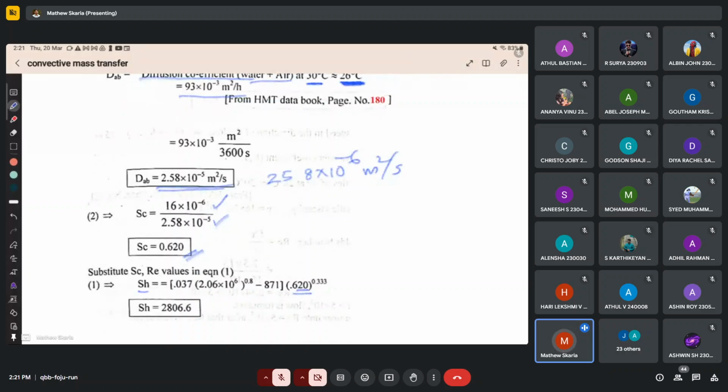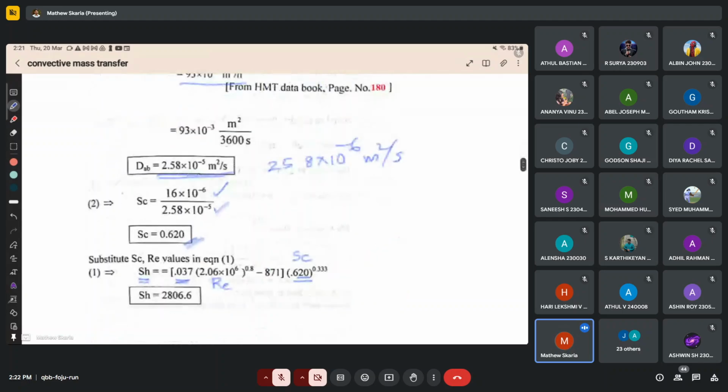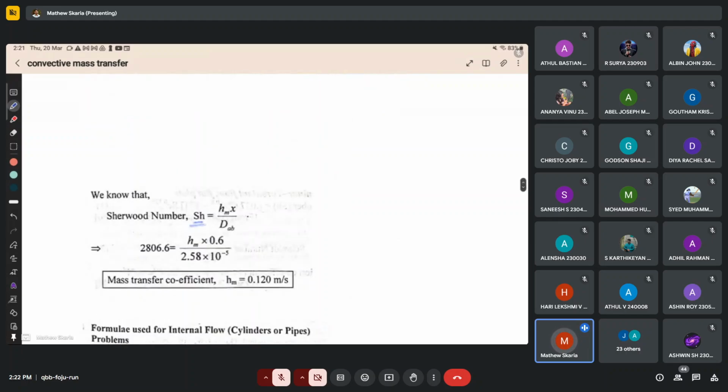That is the expression for the Sherwood number, that is (0.037 Re^0.8 − 871) Sc^0.33. So with Re raised to 0.8 and Sc raised to 0.33, we will be getting the Sherwood number. From the Sherwood number, you can find the h. So that's the required result. The mass transfer coefficient, that is hm, is 0.12 meter per second.